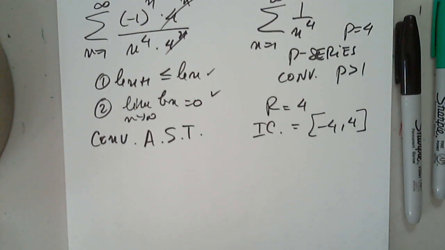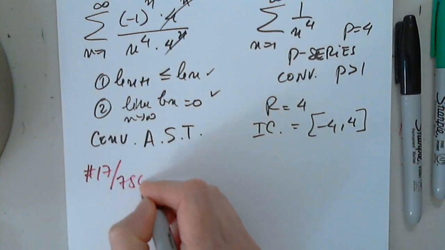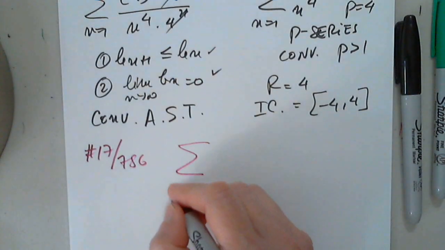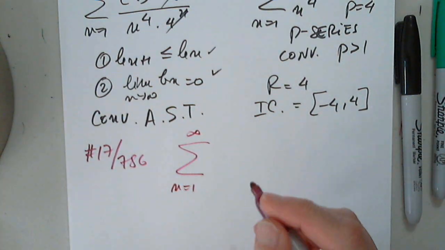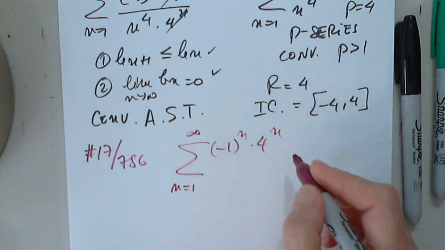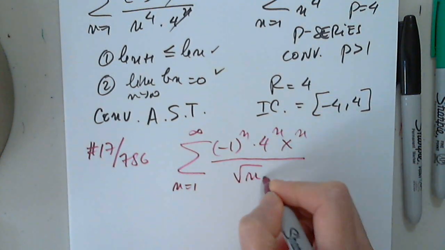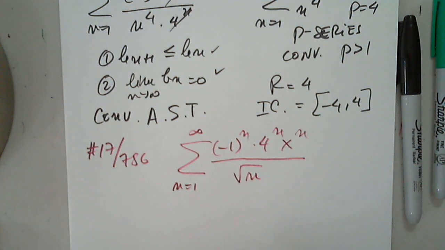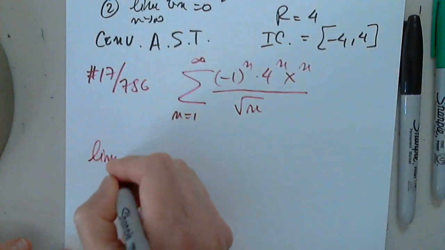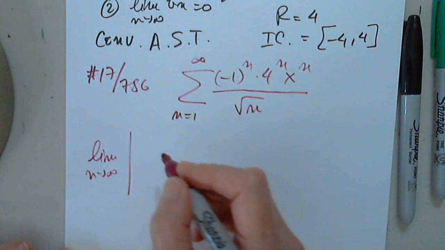Let's move on to 17, on the same page, 786. In 17, we have the series from 1 to infinity of -1 to the nth power, again 4 to the nth, x to the nth over the square root of n. Okay, so let's see what we get on this one. Again, the limit as n approaches infinity. I will use the ratio test.